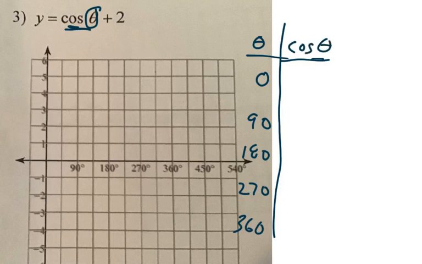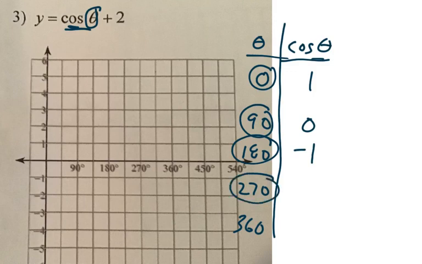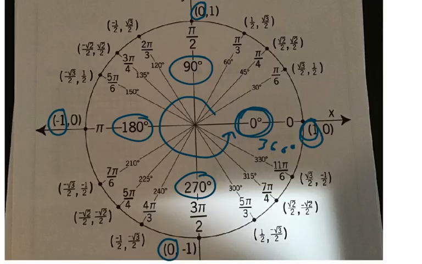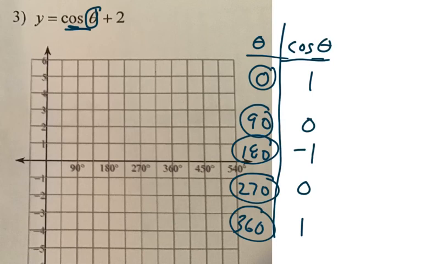Let's do cosine theta. Well, cosine of 0 is 1. Cosine of 90 is 0. Cosine of 180 is negative 1. Cosine of 270 is 0. Cosine of 360 is 1 again. And I did not make that up. Remember, we just discussed that with the unit circle. Okay? So all we have to do is add 2, and we get our y function.